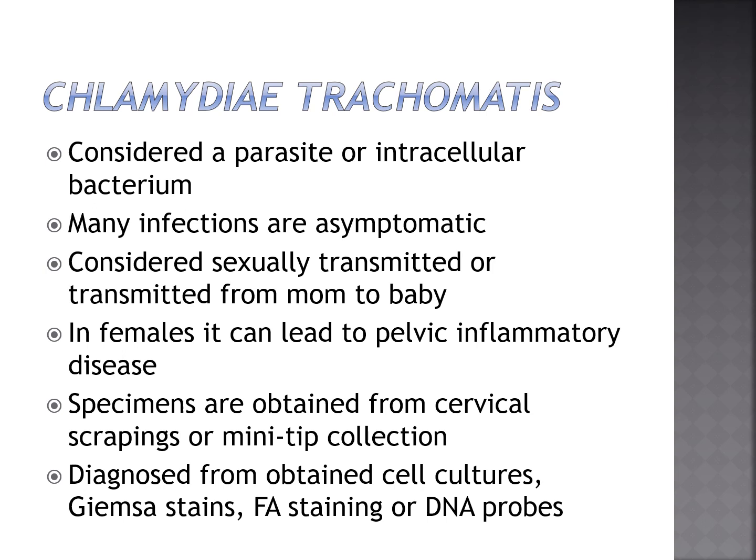In females, it can lead to pelvic inflammatory disease. The specimens are obtained from cervical scrapings or mini-tip collections. It can be diagnosed by cell cultures, Giemsa stains, fluorescent antibody staining, or DNA probes. It won't gram stain, but it does have a cell wall similar to a gram-negative organism.